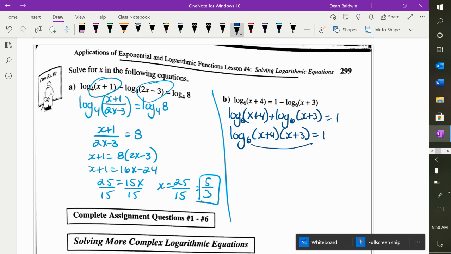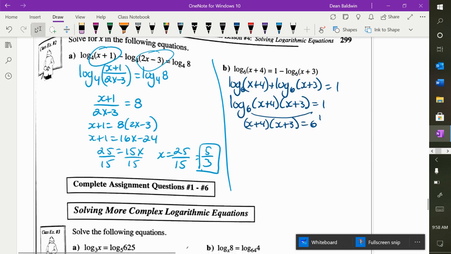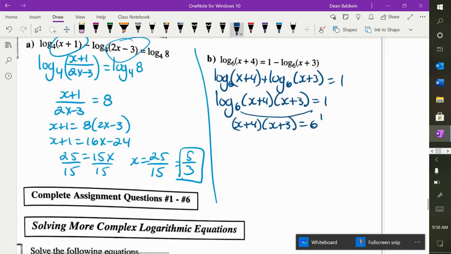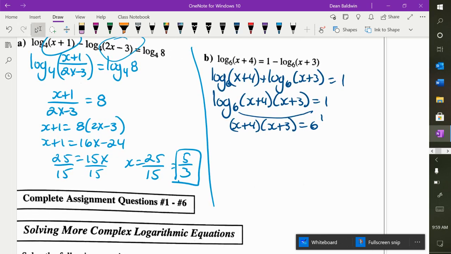So this moves over, and I get x plus 4 times x plus 3 equals 6. All right, can you solve it from here? Go. And I'll do it, and we'll see if we get the same answer.